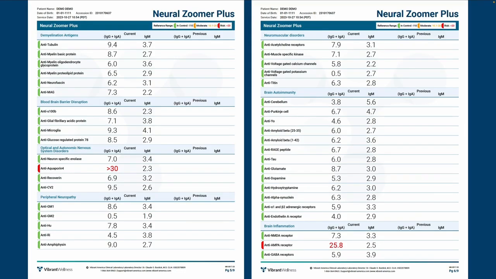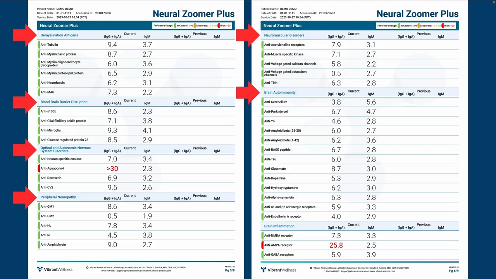And the full report lists the levels of all markers, including demyelination antigens like antitubulin and anti-myelin basic protein, blood-brain barrier disruption markers like anti-S100B and anti-glial fibrillary acidic protein, also optical and autonomic nervous system disorders such as anti-aquaporin 4, peripheral neuropathy antigens like anti-GM1 and anti-GM2, also neuromuscular disorder antigen like antibodies to the acetylcholine receptor and voltage-gated calcium channels.